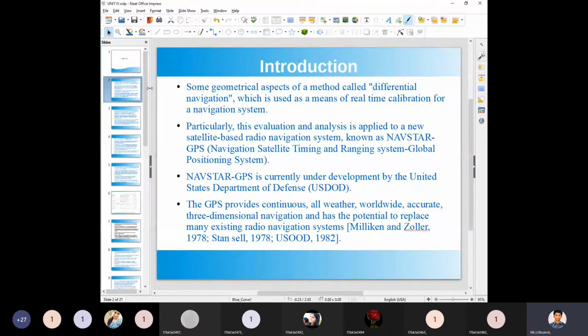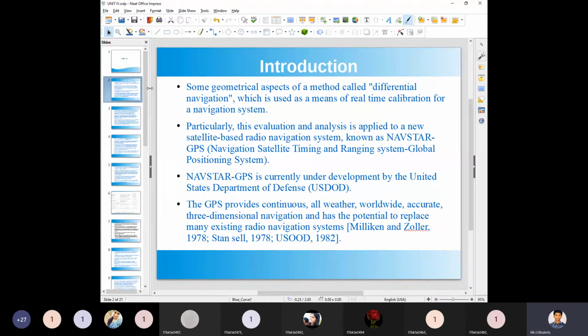We need to take position, then velocity, and navigation. These are the main parameters for doing real-time calibration for a navigation system.